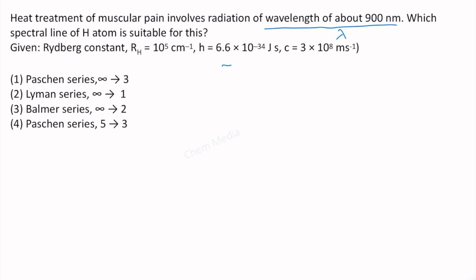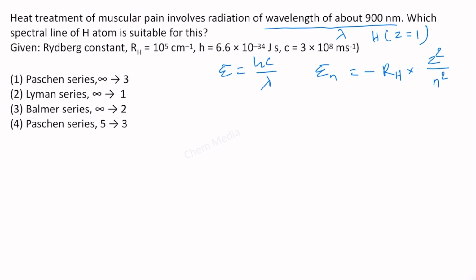We know that energy is equal to hc by lambda. For a hydrogen atom, the energy for the nth stationary state is equal to minus Rydberg constant times Z square divided by n square. Z is the atomic number and n is the value of the stationary state. For the hydrogen atom, we know that the Z value is equal to 1 because the atomic number is 1. We have only one electron.